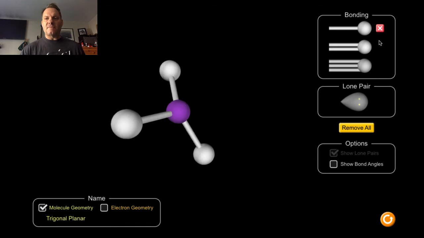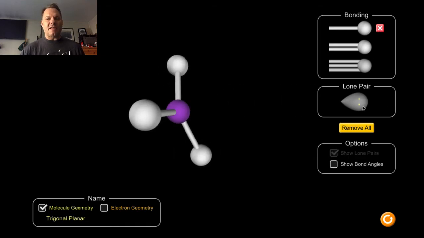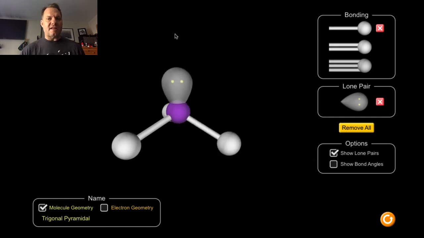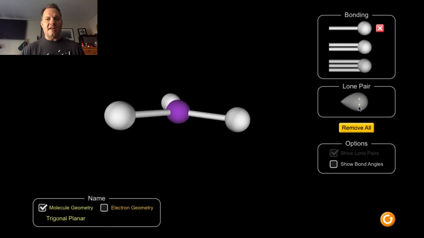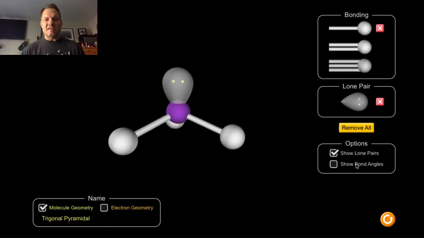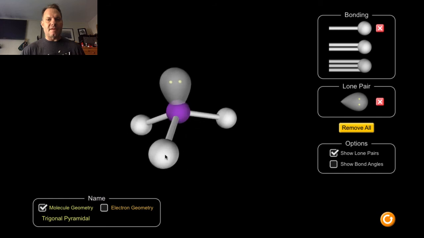If one of those becomes an unshared pair, you'll notice that it's gone from trigonal planar to adding that pair, which pushes those bonds away, that valence shell electron pair repulsion. I'll show that again. That's a trigonal planar. When I add that unshared pair, it pushes them away. And again, we don't consider the geometry of that lone pair. What we have here is a trigonal pyramid, a 3-sided base that is pyramidal, trigonal pyramidal.